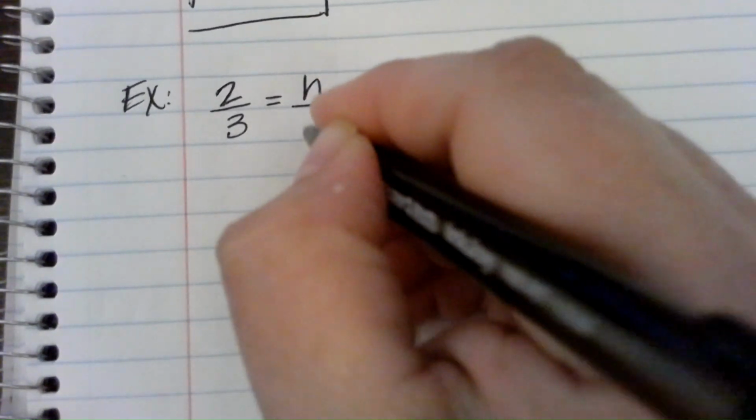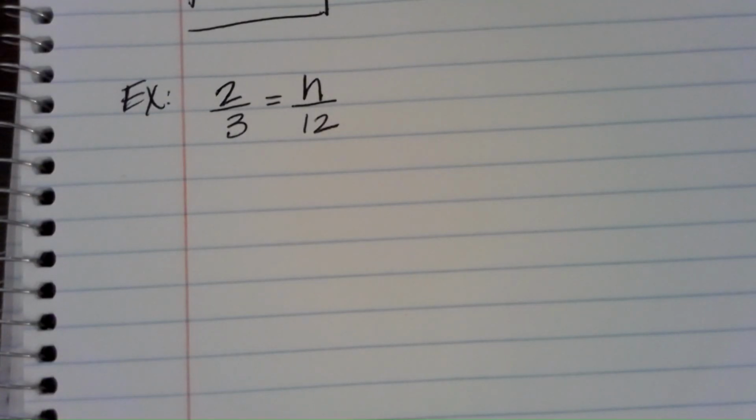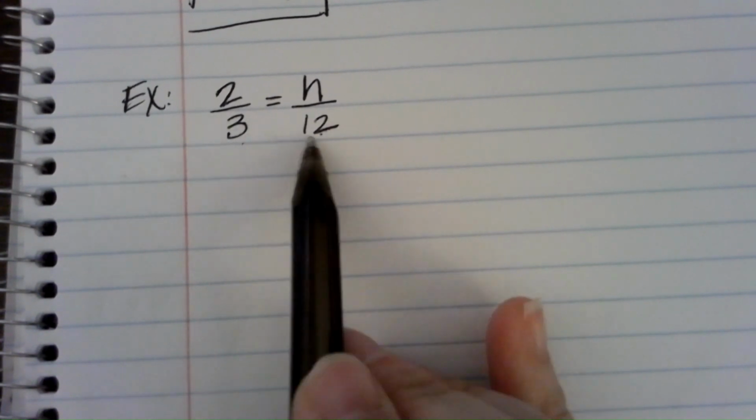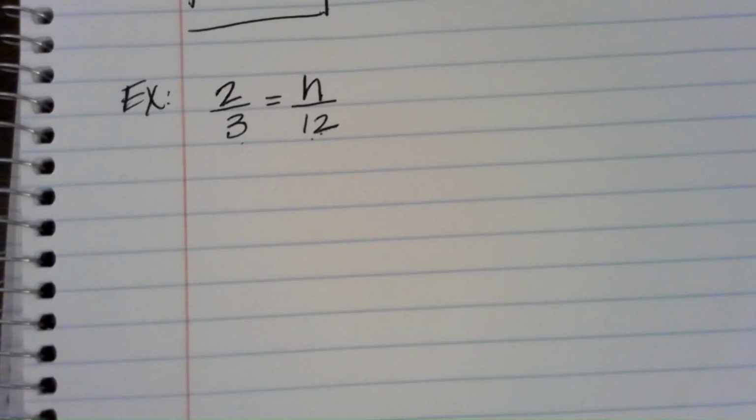All right, so let's do 2/3 is equal to n over 12. Okay, so now think about what we talked about. When we divide, our numbers get smaller. When we multiply, our numbers get bigger. So our first clue is that the numbers that we are able to connect together, the 3 and the 12, are getting bigger, right? I went from a 3 and it became a 12. So what am I doing with those numbers?